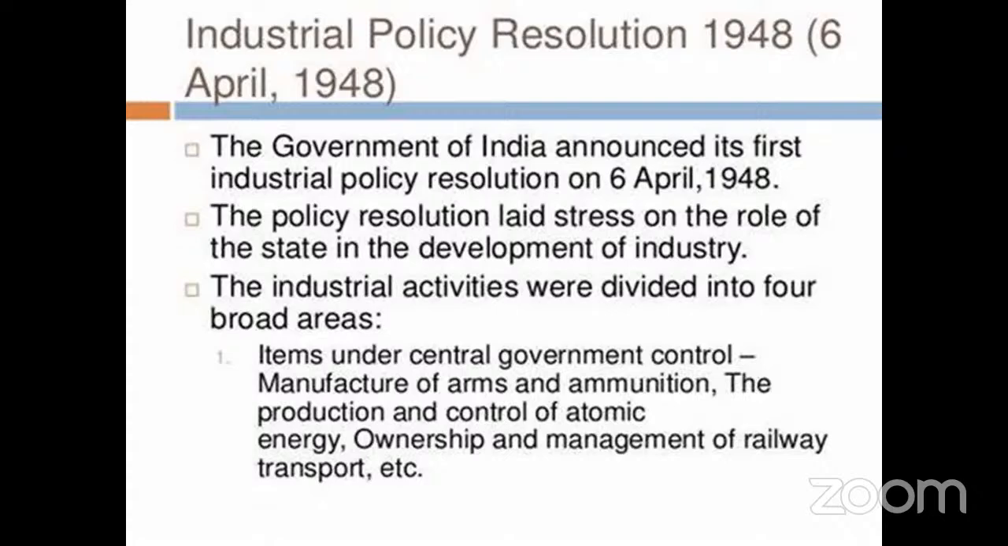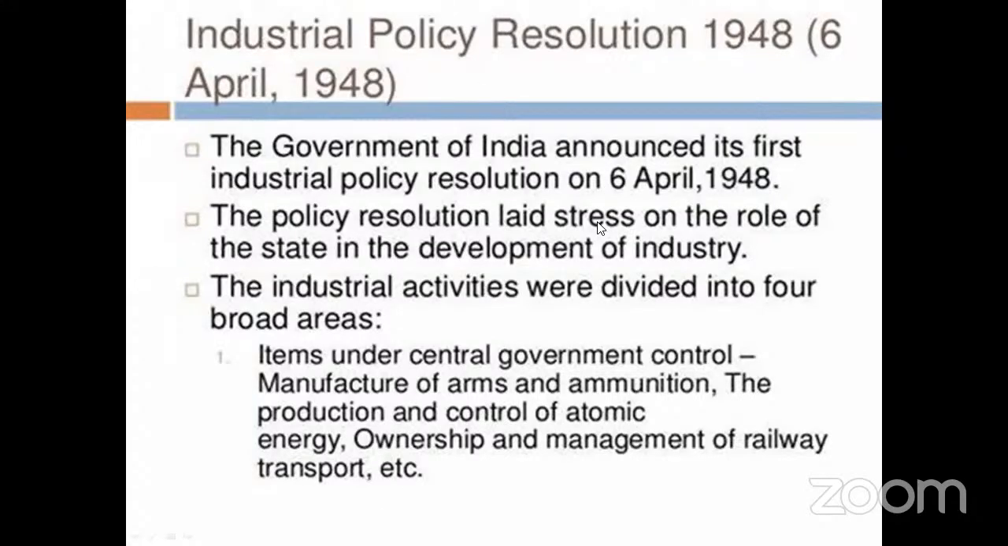The industrial activities were divided into four broad areas. The first one is items under central government control: manufacture of arms and ammunition, the production and control of atomic energy, ownership and management of railway transport, etc. So here in industrial activities, the first one is the central government, which controls arms and ammunition.